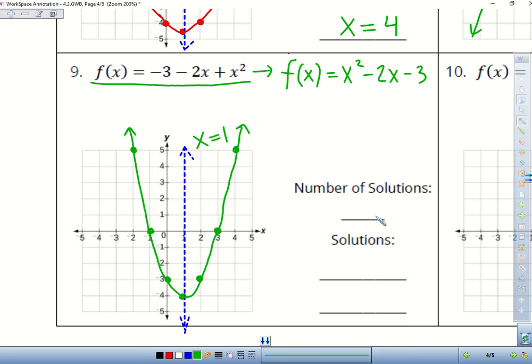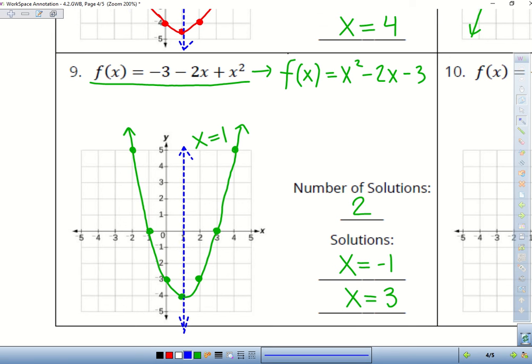But how many solutions are there here? 2. What are they? -1 and 3. Good. Does anyone have any questions for me? All right. Let's go ahead and try the next one.